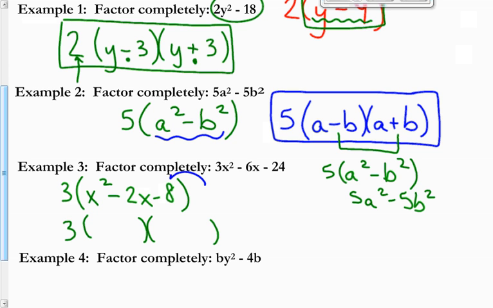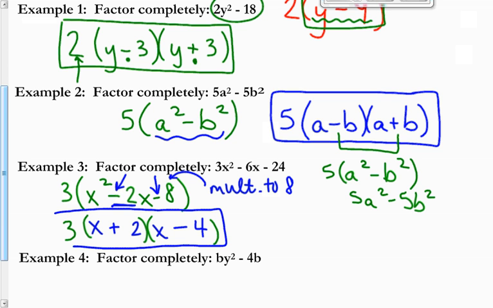I'm going to have my 2 parentheses. I need 2 numbers that multiply to 8 and that add or subtract to my negative 2. So the numbers I'm going to choose would be 4 times 2. X times x will give me x squared. Remember, this sign right here tells me different signs. And this sign right here tells me that it goes with the bigger one, the minus. And so that would be your final for example 3.